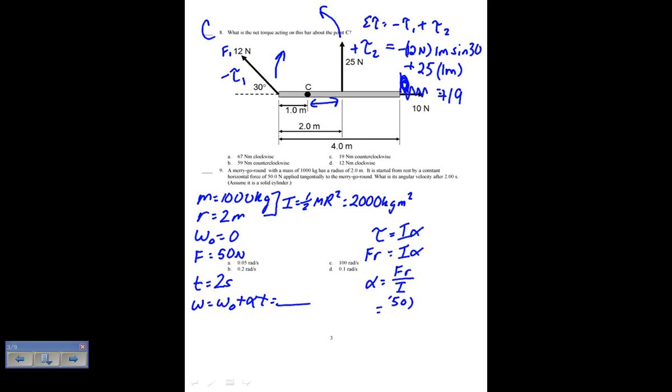F is 50. R is 2 meters over I, which is 2,000. It's 100 over 2,000. 0.05. And then I come back over here. I have 0 plus 0.05 times t, which is 2 seconds. So it's 0.1 radians per second. So that's D for number 9.